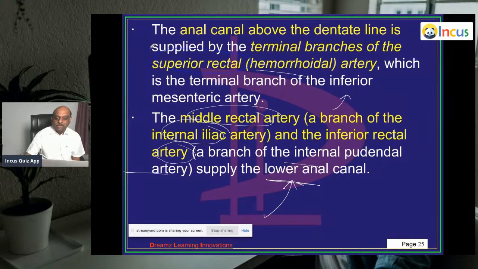So, doctor, you have to be very sure. What is middle rectal artery? It is a branch of internal iliac artery. Inferior rectal artery is a branch of internal pudendal artery. And what is the other name of superior rectal artery? Hemorrhoidal artery. And what is superior rectal artery? Superior rectal artery is the terminal branch of the inferior mesenteric artery. This is the favorite MCQ of the examiner.